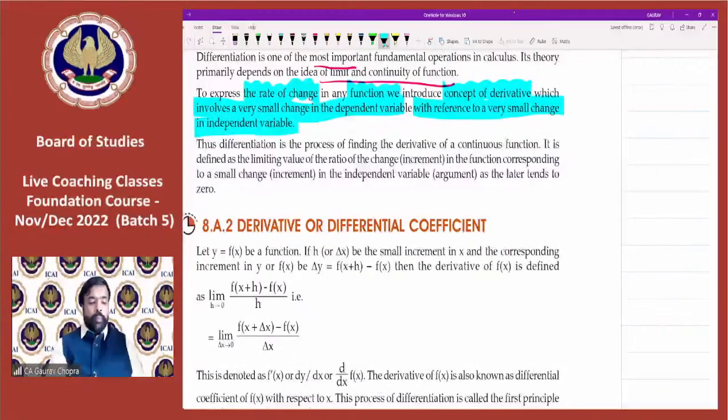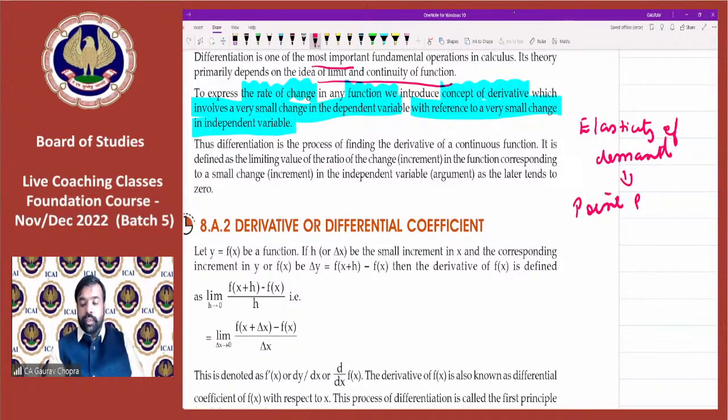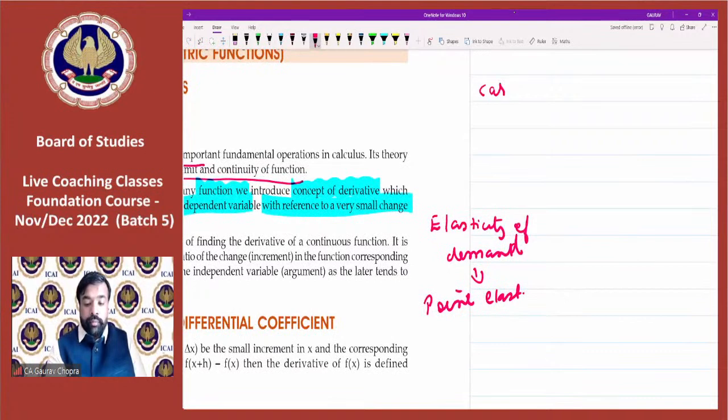Let's say you might have heard this example in your economics class. When we are talking about elasticity of demand, there is one topic which is point elasticity. Now, what is point elasticity? It is simply whenever a variable is having a small change, a minute change, then what will be the effect on the other variable? Let's say there is a car and the price of the car is rupees 5 lakh.